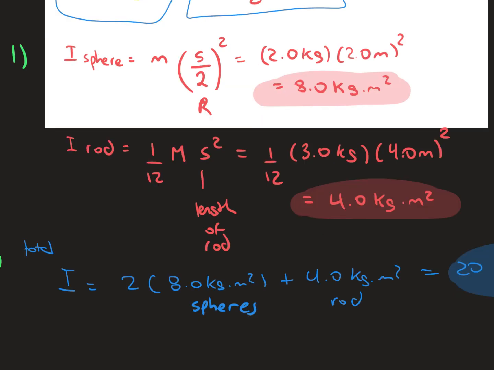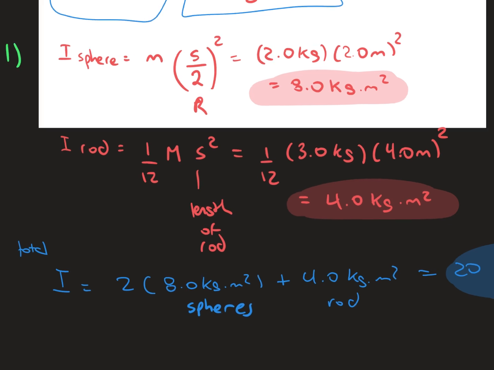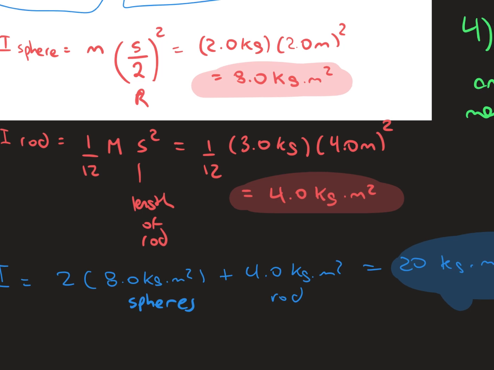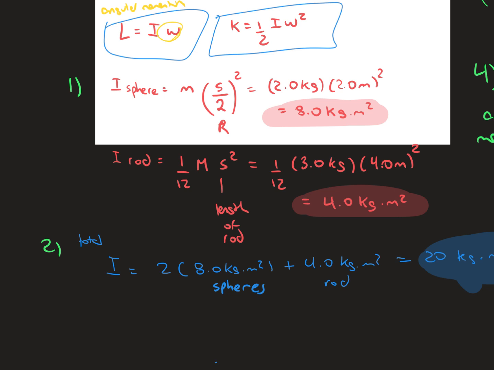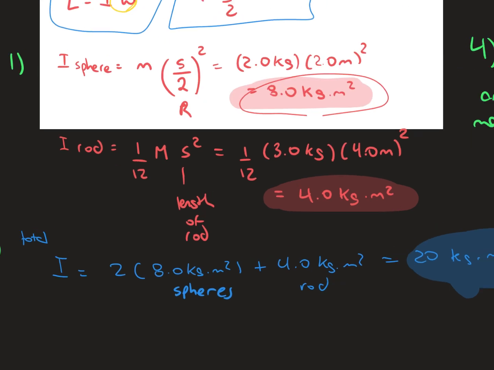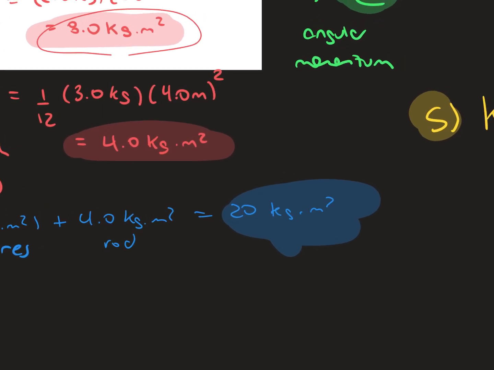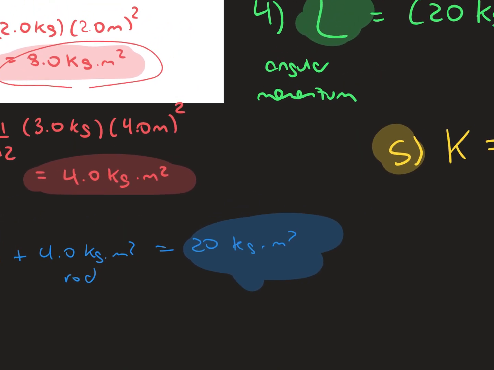For the moment of inertia of the rod, we use the formula that is on the last page of the worksheet. It goes like this: 1/12 times the mass times the length of the rod squared, and that is going to give us 4 kilogram meter squared. Now to find the total moment of inertia, we have 2 times 8 kilograms meter squared and add it to the moment of inertia of the rod. That should give us a total of 20 kilogram meter squared.